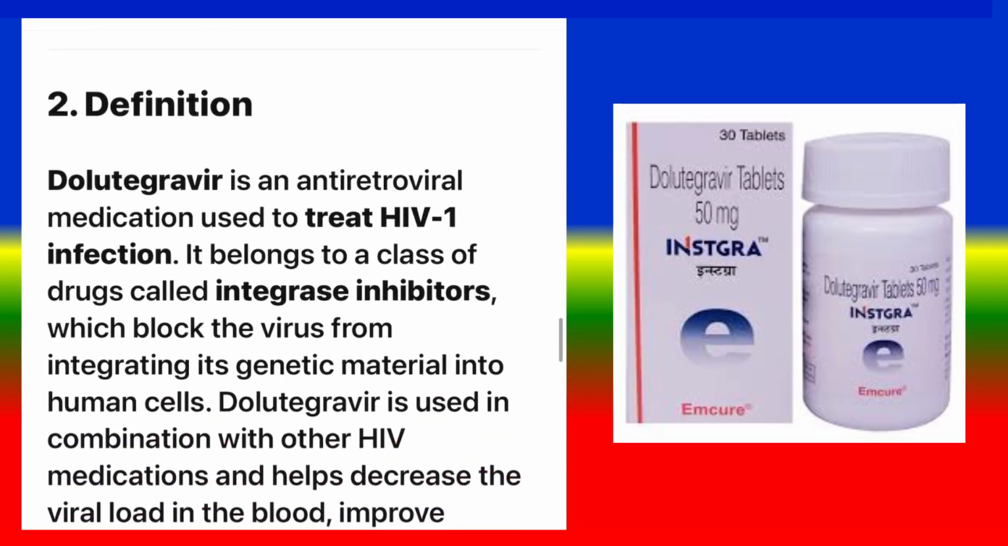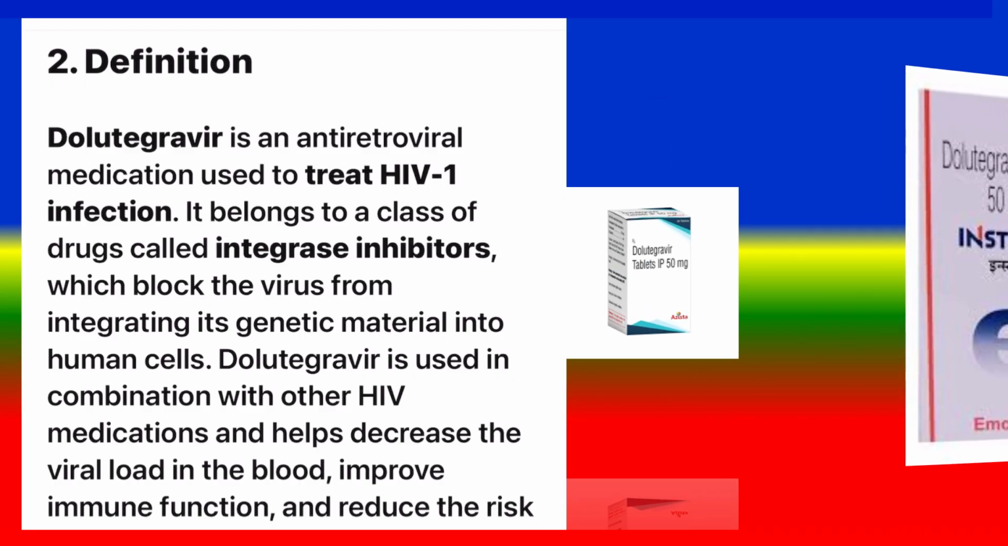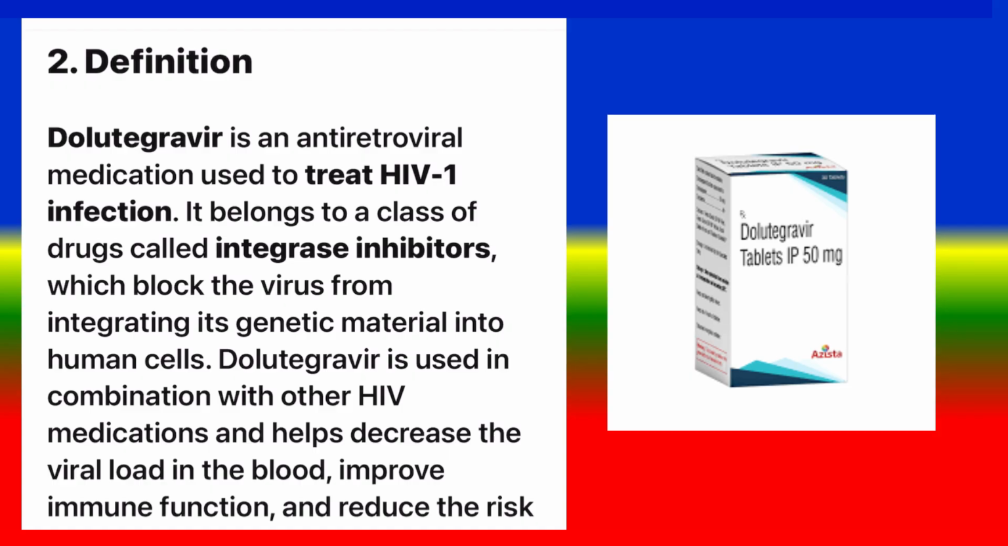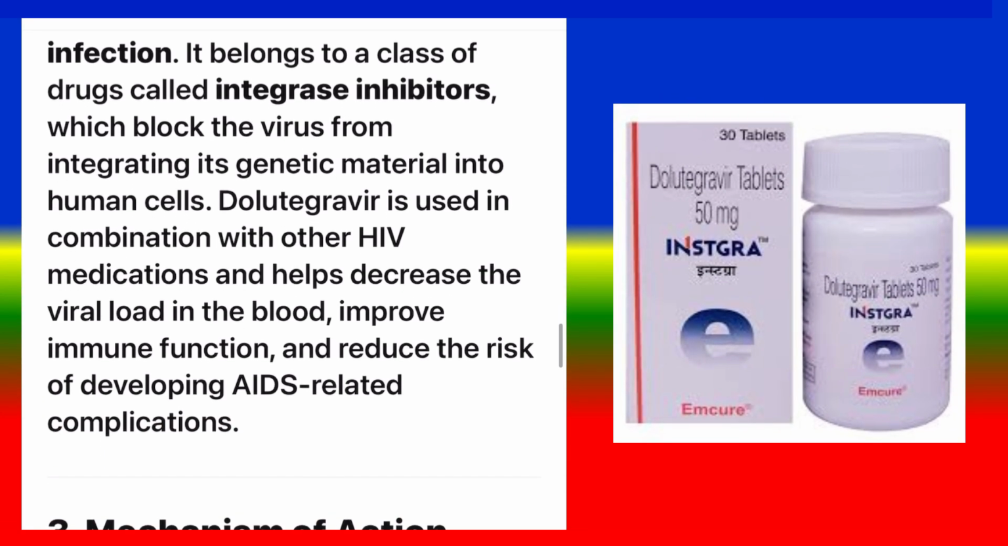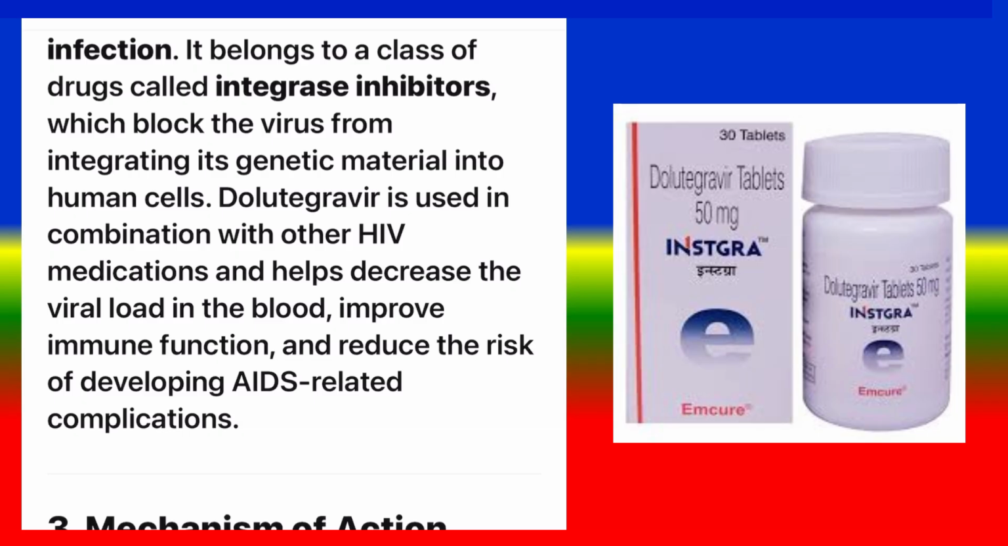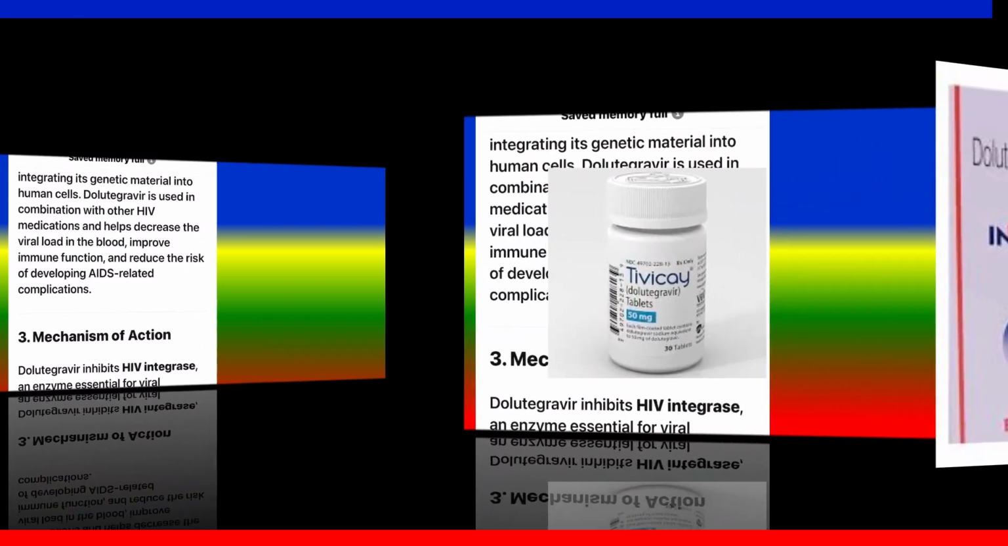Summary. Dolutegravir is an antiretroviral medication used to treat HIV-1 infection. It belongs to a class of drugs called integrase inhibitors, which block the virus from integrating its genetic material into human cells. Dolutegravir is used in combination with other HIV medications and helps decrease the viral load in the blood, improve immune function, and reduce the risk of developing AIDS-related complications.